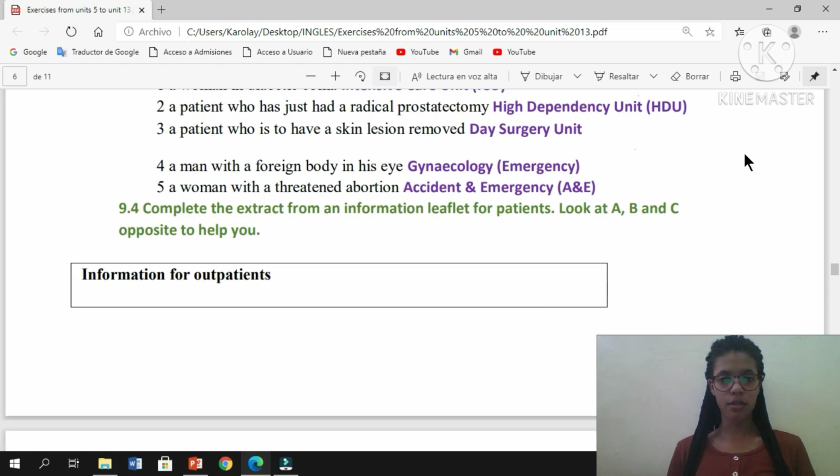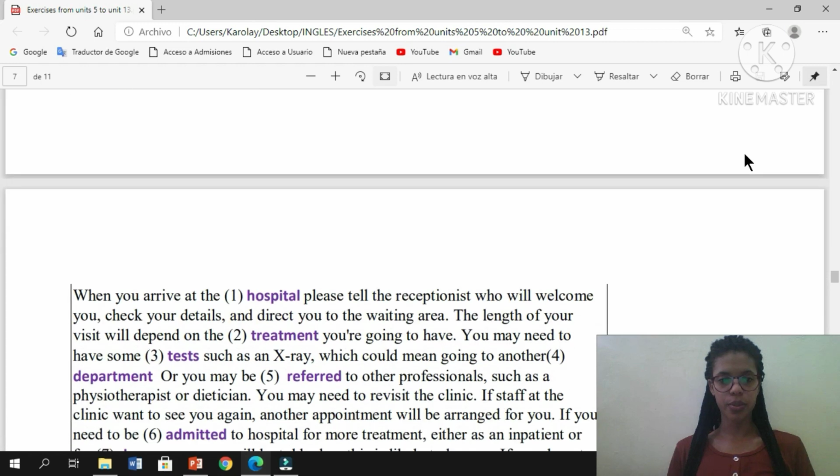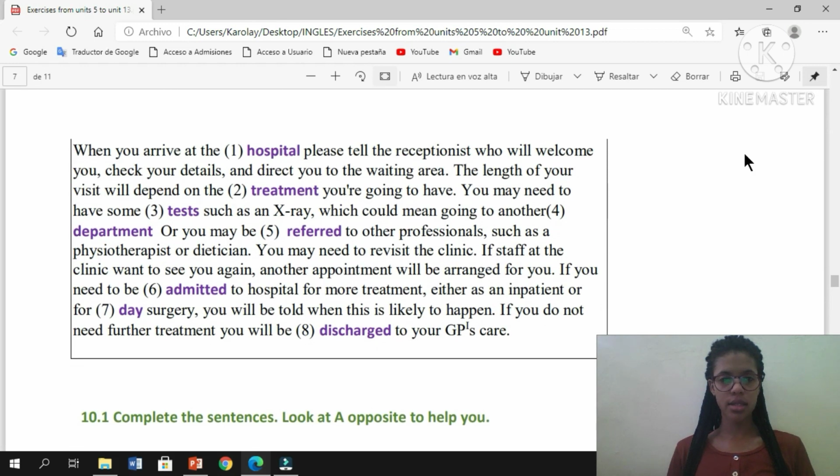Complete the extract from an information letter for patients. Look at A, B, and C opposite to help you. Information for new patients. When you arrive at the hospital, please tell the receptionist, who will welcome you, check your name, and direct you to the waiting area. The length of your visit will depend on the treatment you're going to have.